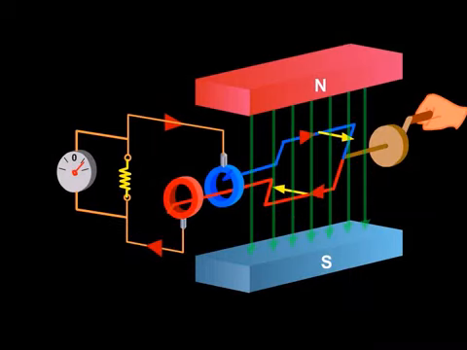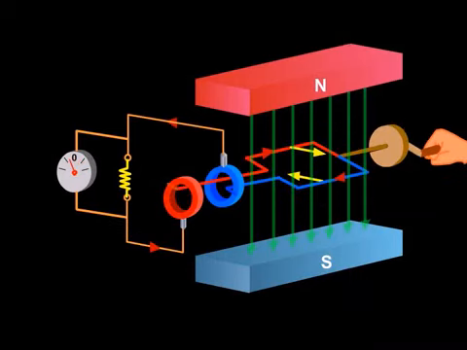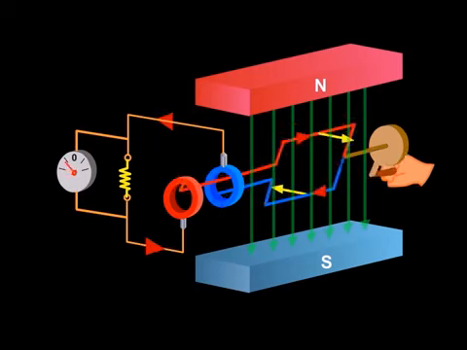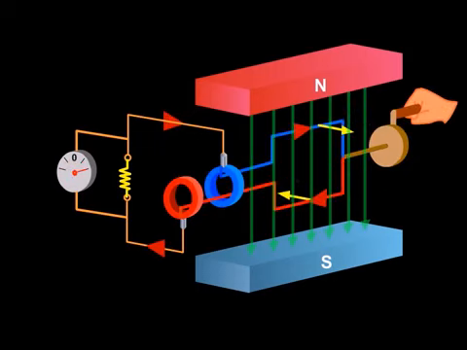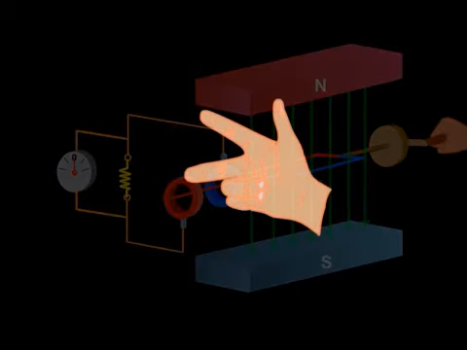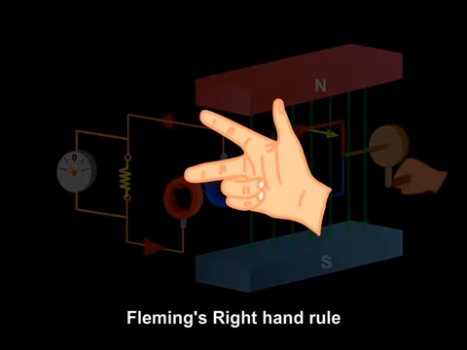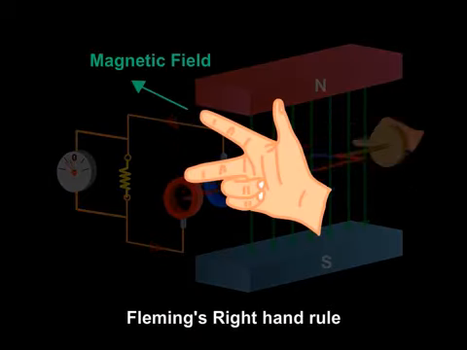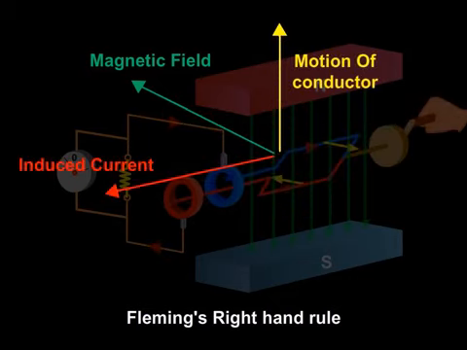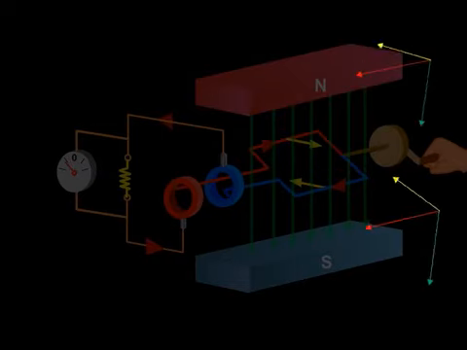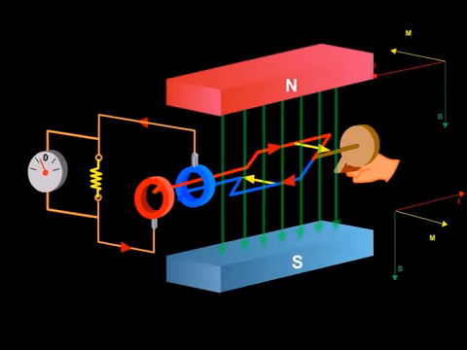A metallic loop is moved in the magnetic field to generate alternating current or electricity. We apply Fleming's right-hand rule to find the direction of the induced current in the loop. Notice the change in the direction of the current in the blue portion of the loop as it rotates in the magnetic field.